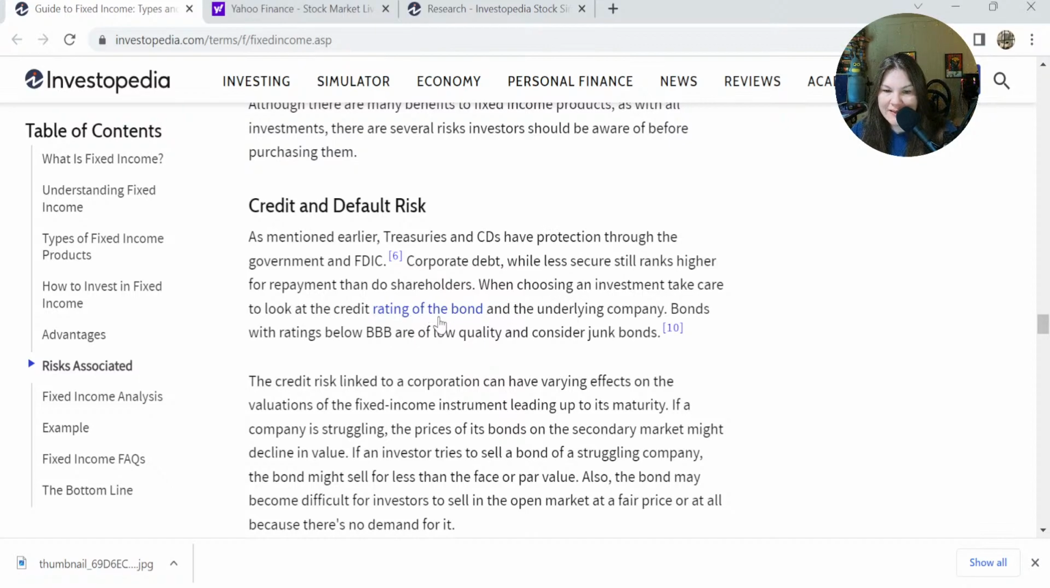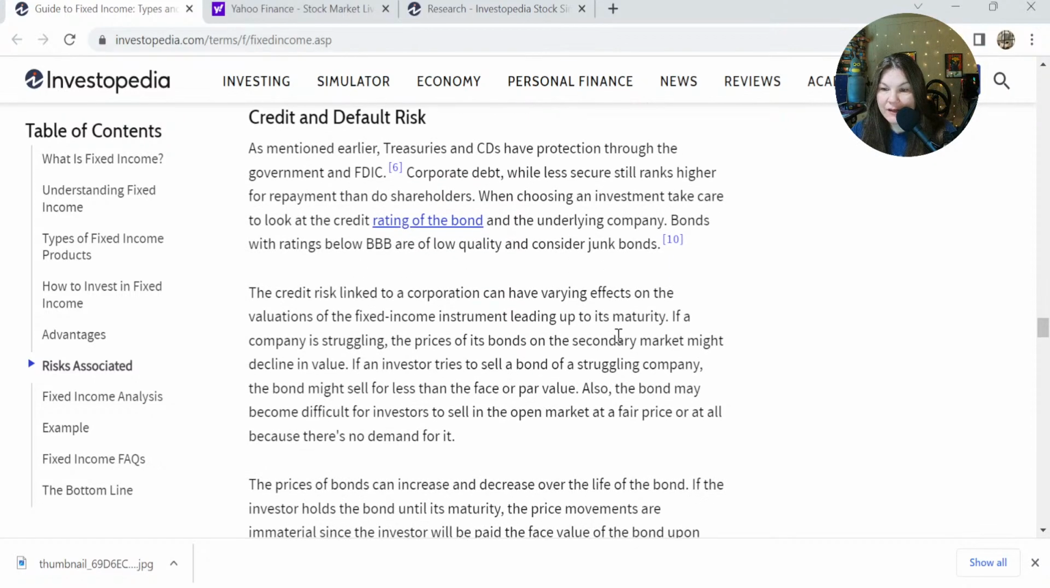When choosing an investment, take care to look at the credit rating of the bond and the underlying company. Bonds with ratings below BBB are of low quality and considered junk bonds. The credit risk linked to a corporation can have varying effects on the valuations of the fixed income instrument leading up to its maturity. If a company is struggling, the prices of its bonds on the secondary market might decline in value.